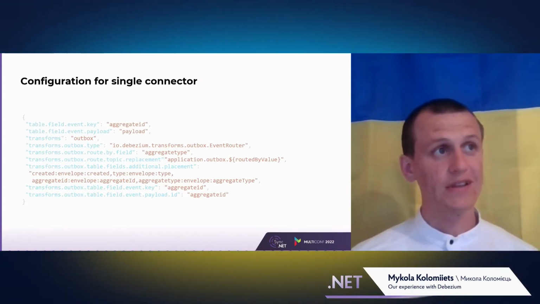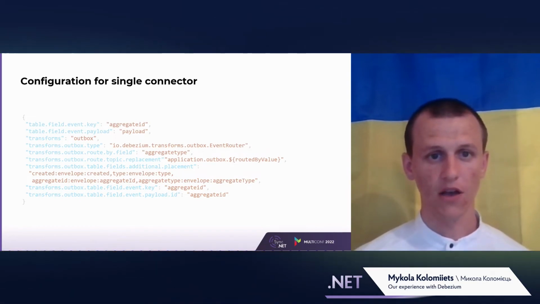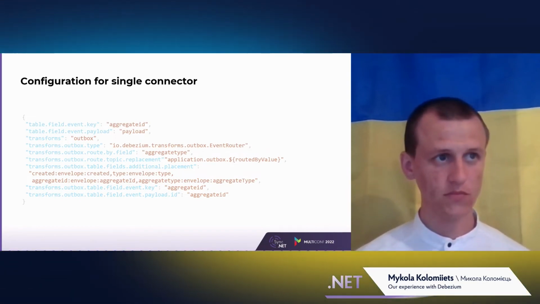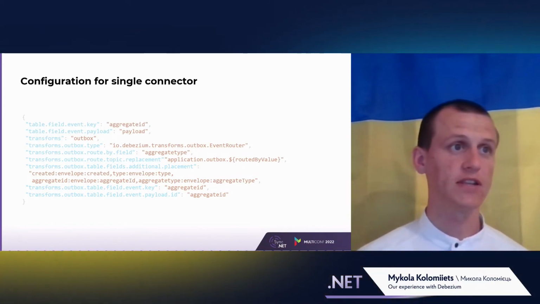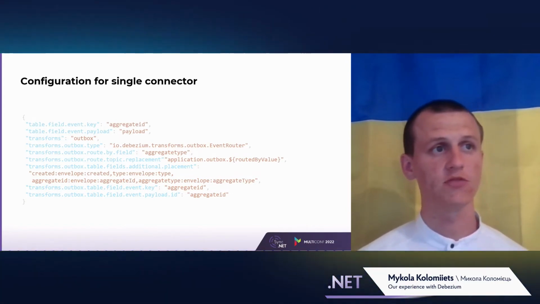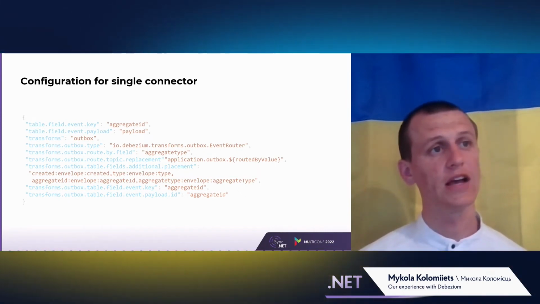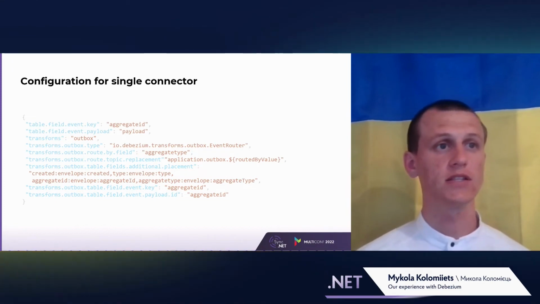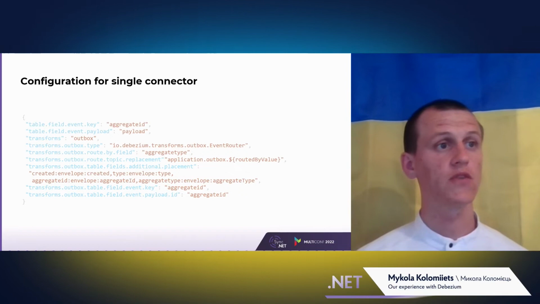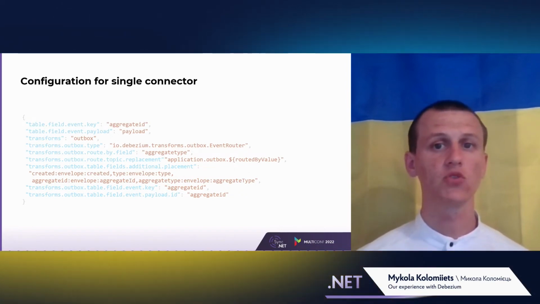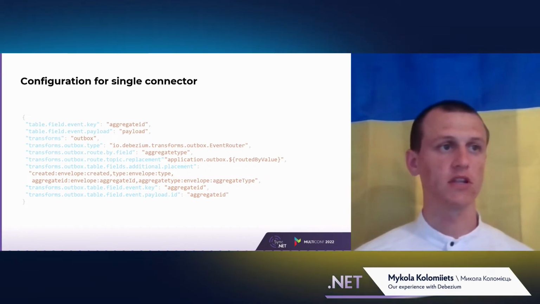How does the configuration for a single connector look after these changes? The table field MNK and payload is just to understand what exactly is important in our Outbox table, and the transform fields describe how the message is converted, how it maps, how to transform.